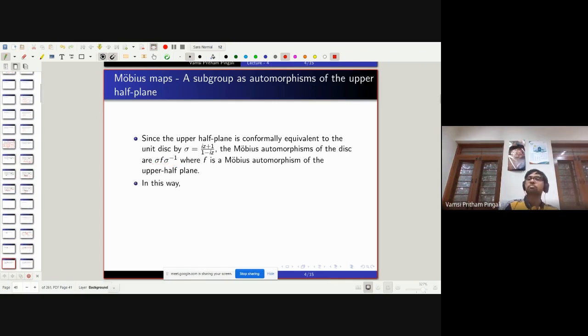In this way, we can take any point on the disk to any other point on the disk by means of a Mobius map. If I give you any, yeah, a question, comment?